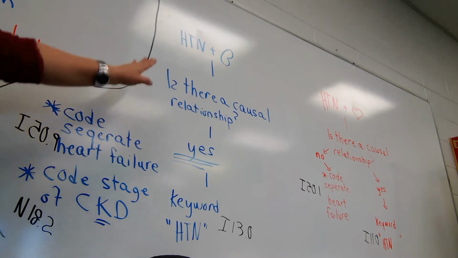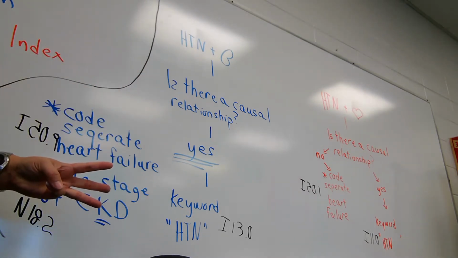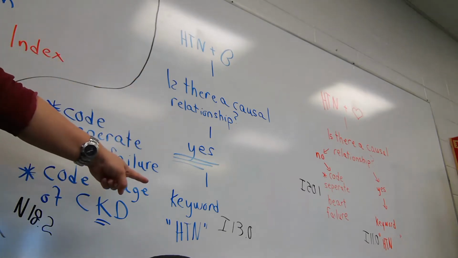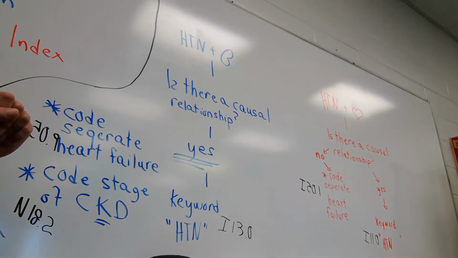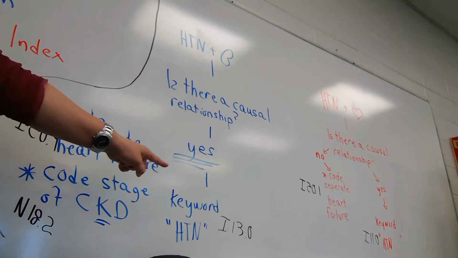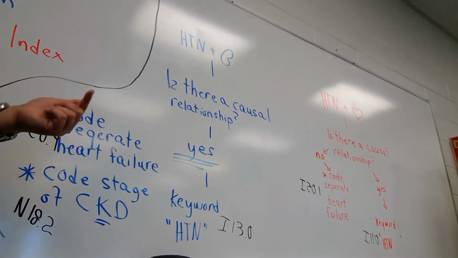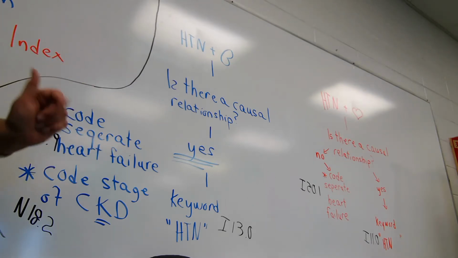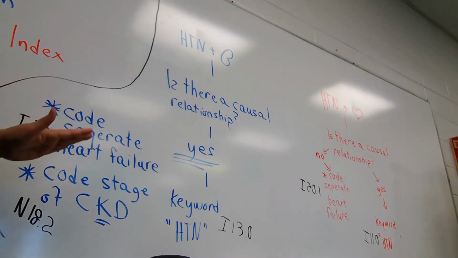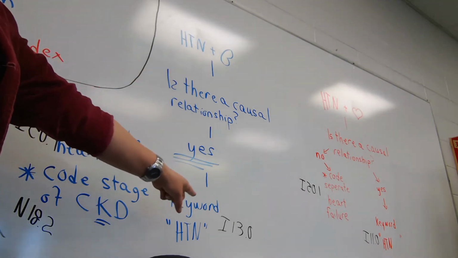So if you have a causal relationship, you will have at least 3 codes. The one that includes all of it. So if I'm saying hypertensive heart and kidney disease with congestive heart failure and stage 2 chronic kidney disease, my code is going to be I13.0, which is hypertensive heart and chronic kidney disease with heart failure and stage 1 through stage 4 chronic kidney disease or unspecified chronic kidney disease. So that's all included in that one code, I13.0.